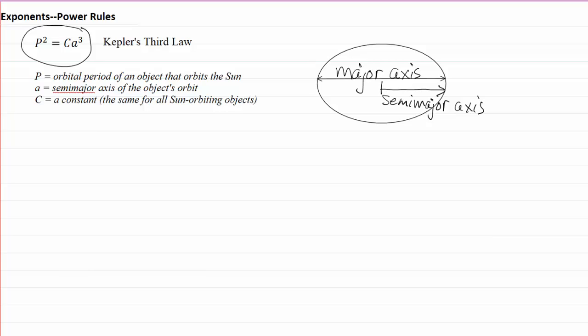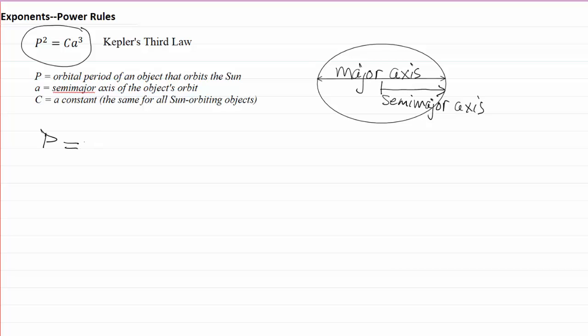The P is the orbital period. For what we're going to use, the orbital period we'll just measure in years. The lowercase a represents the semi-major axis of the object's orbit, and C is a constant. For what we're going to use today, the constant will be relatively simple, although it does have some units buried into it, and that's where we have to worry about the power rules for exponents. And this is what Kepler found out.